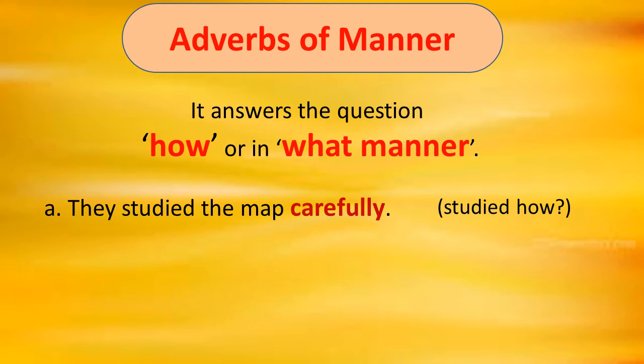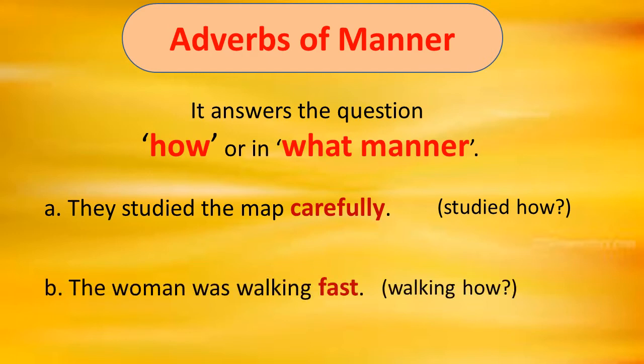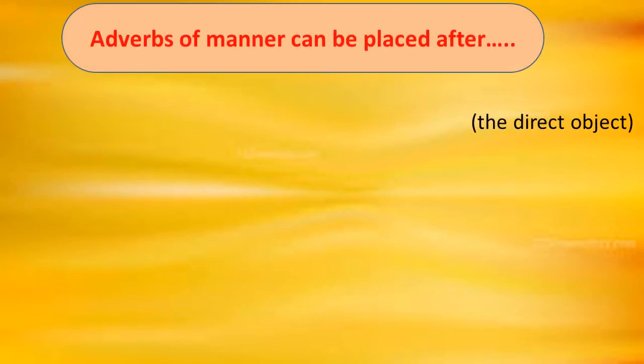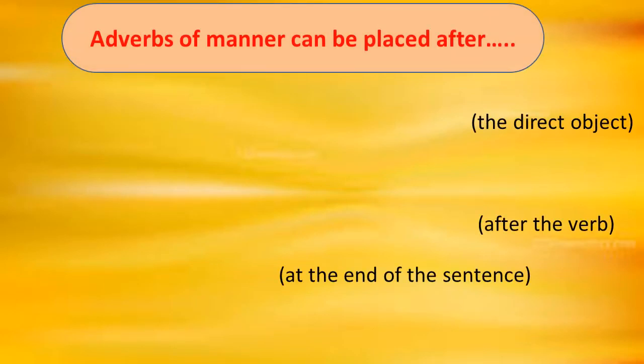The second example says the woman was walking fast. So, how she was walking? She was walking fast. Isn't it answering your question how or in what manner? Now, let us understand about the adverb position. Adverbs of manner can be placed after the direct object or after the verb or at the end of the sentence. Now, let us understand this also with few examples.